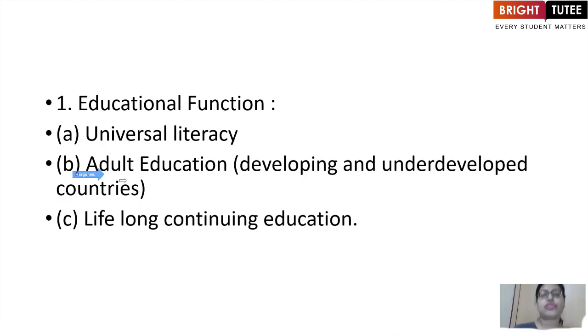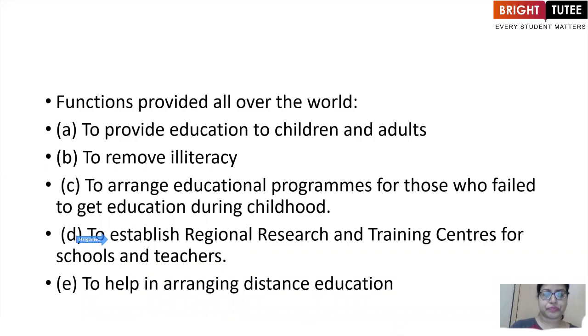Secondly, it focuses on adult education, especially in the developing as well as underdeveloped countries. They want that people who could not get educated and are currently adults, because of different reasons, be it poverty, be it some personal reasons, must get educated. Third one is lifelong continuing education. This is what it's trying to provide to people.